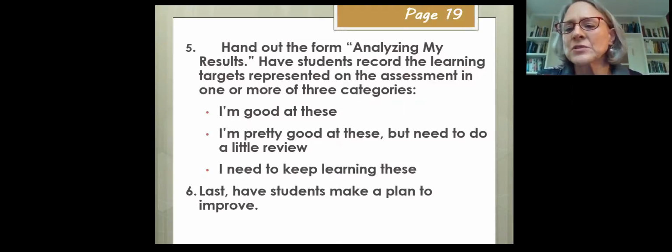And many times teachers ask students to do test corrections, which means that they write out what I did, what I should have done, and what I'm going to do to keep from making that mistake again. And then the third category is, I don't get it. Those are the ones I still need to learn. And then the students make a little plan to improve.